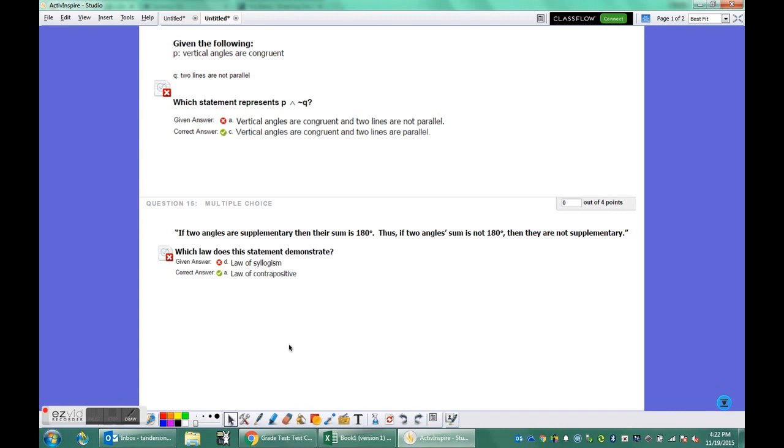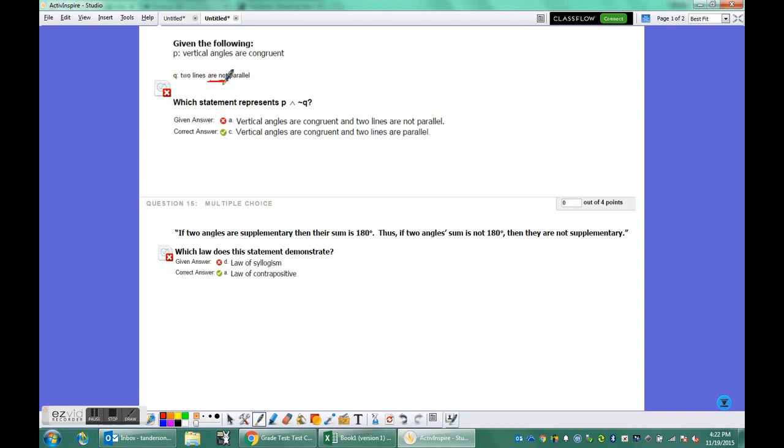Alright, so in this video I'm going to go over a couple questions that you had here on the test. So for the first one here, it gives me two statements. One of them, that vertical angles are congruent, and the other one, and this little part here is important, it says two lines are not parallel.